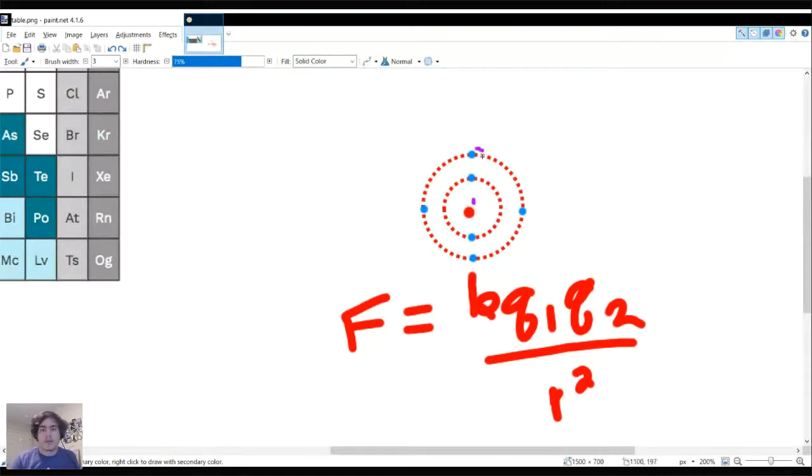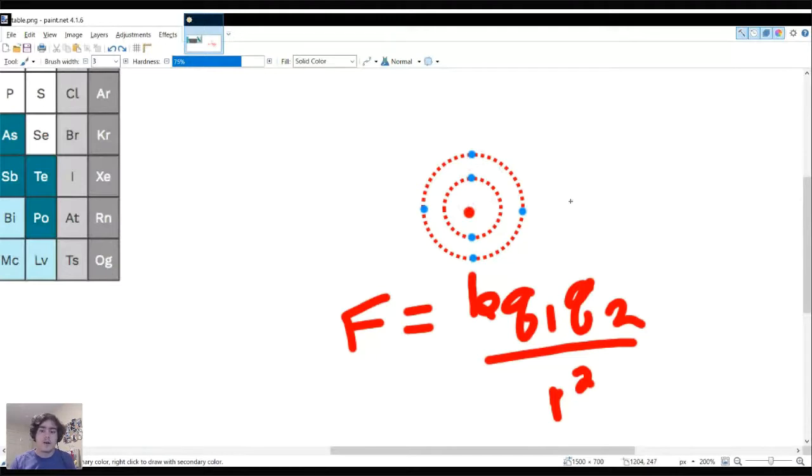So to clarify, I'm asking which attraction or repulsion is stronger, like which force is stronger, the force between the two electrons or the force between the outer electron and the nucleus? Yeah, so it's between the two electrons. I'm not sure which one I said first, but it's between the two electrons.